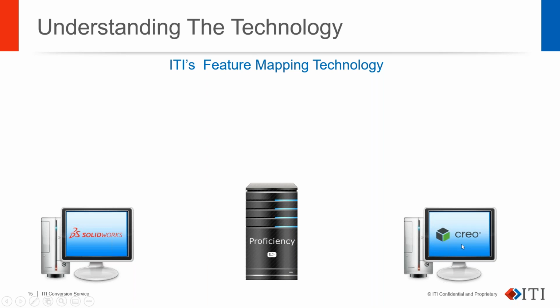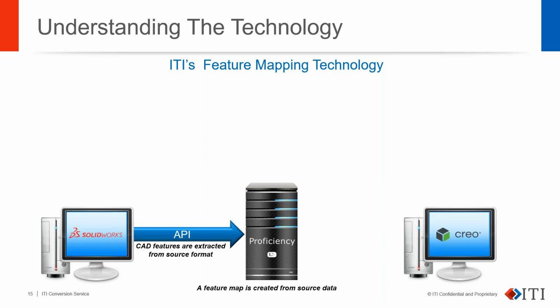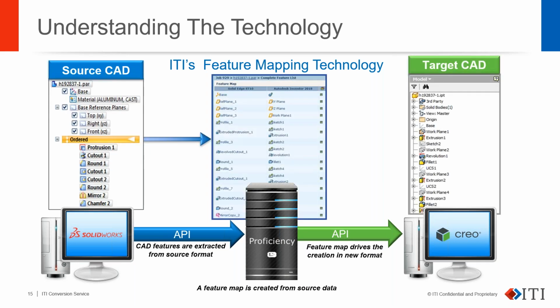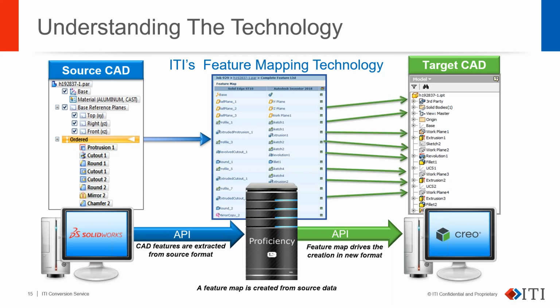So Proficiency sits in the middle and extracts and maps these features via their API from the legacy CAD data into Proficiency, which acts as a neutral system. And through function calls, we will rebuild the model automatically in the new system. So what it will do, it will find a specific feature, say a protrusion or a round within the source CAD. It will work out what the counterpart is for that in the new system, and it will map those features directly into the target CAD system, as you can see here.